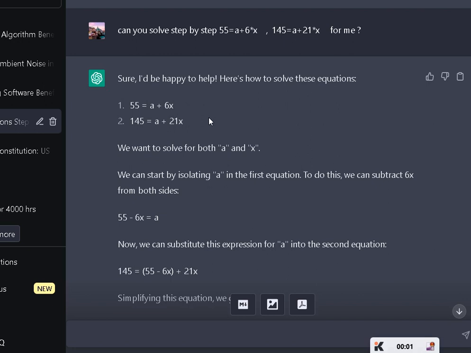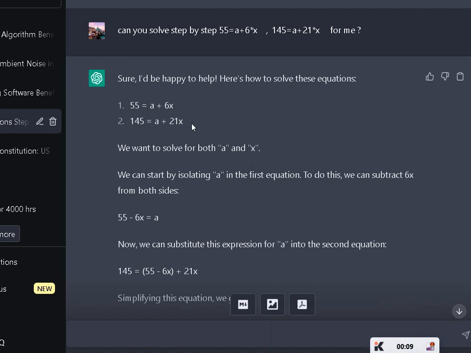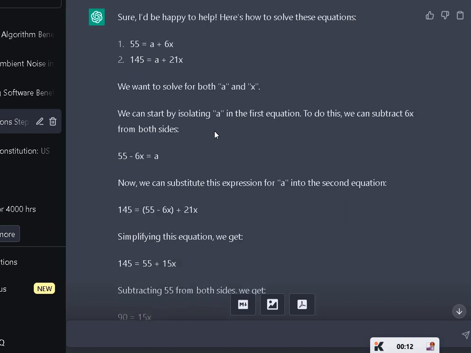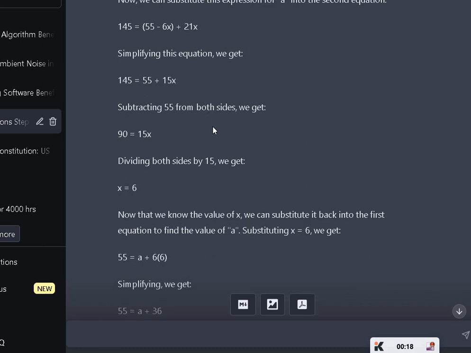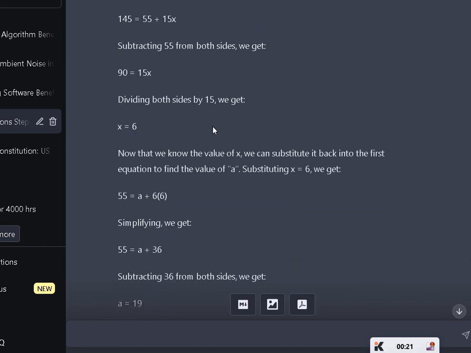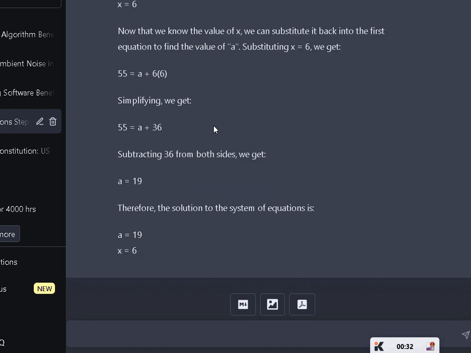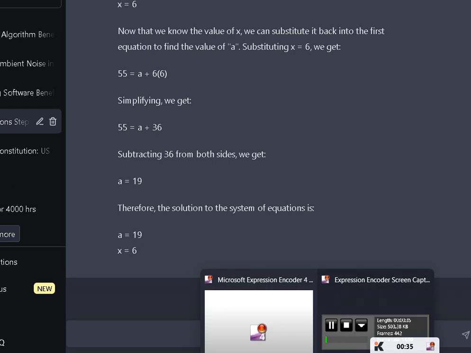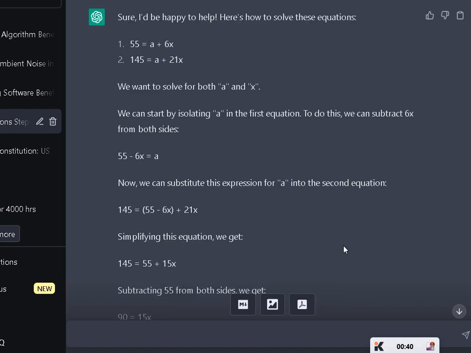I asked ChatGPT to solve this simple two-equation problem, and it correctly isolated the first variable, substituted it into the second equation, did the calculations, and found the value of the first hidden variable. Then it substituted that into the first equation and found the other variable's value, and that's how it solved the initial system.